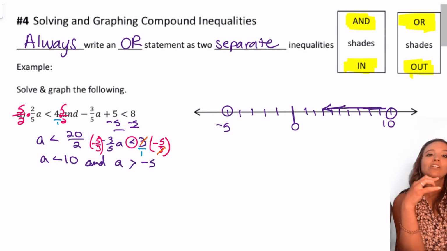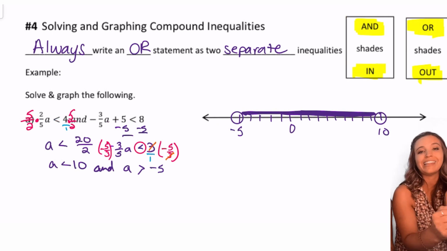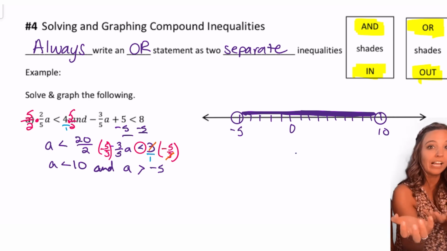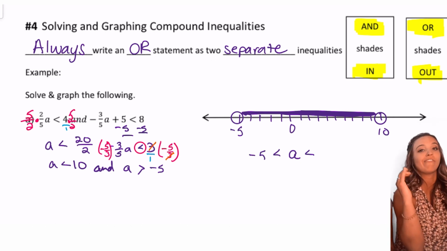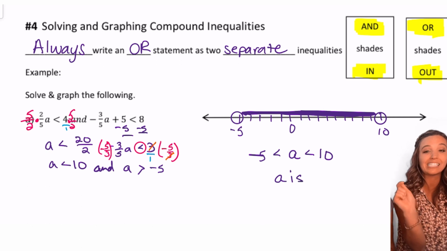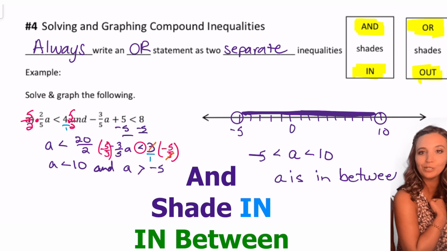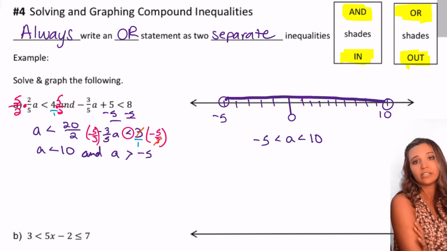Well, we're going to make that into a bar. All of our values for A are in between that negative 5 and 10. So we want to make sure our solutions reflect that. So we're going to write A in between negative 5 and 10 for our solution set. Negative 5 is less than A is less than 10. And shades in between. This next example is also a linked inequality, so it must be an and compound inequality.